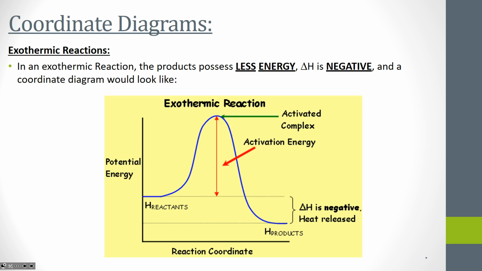The hill, that big hill at the start, is our activation energy hill. The bigger the hill, the longer this reaction takes to get going. So it's a slower reaction. And then if it's an exothermic graph, you're going to see that the delta H is negative. So we started higher than we ended.